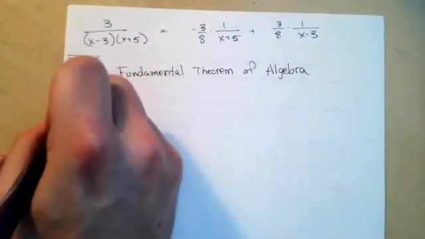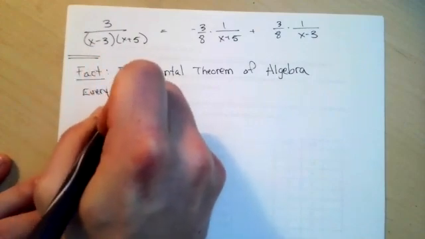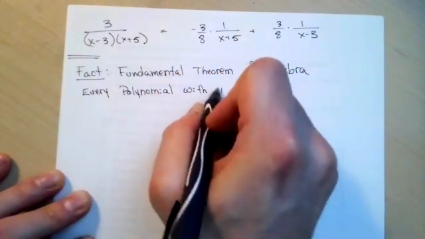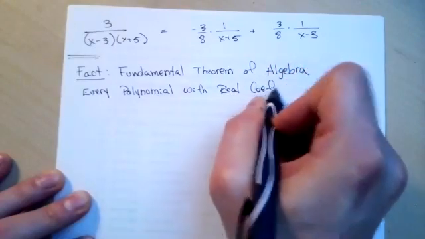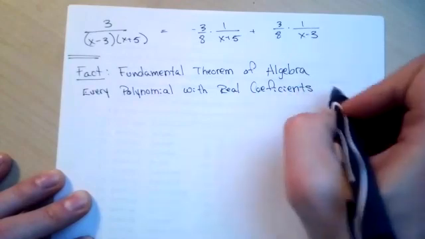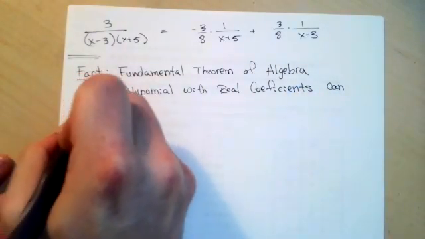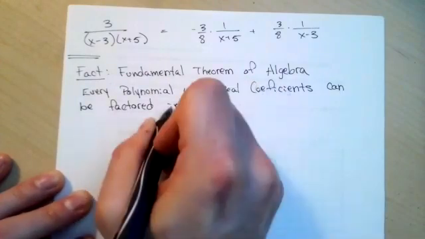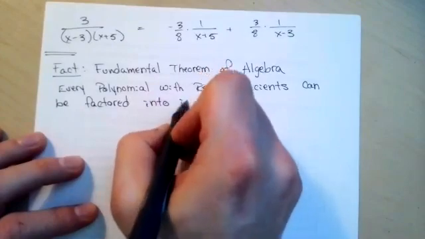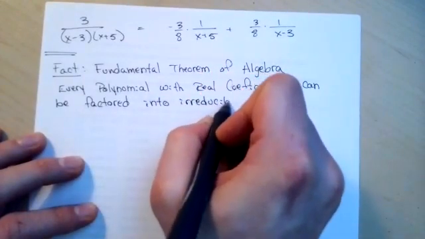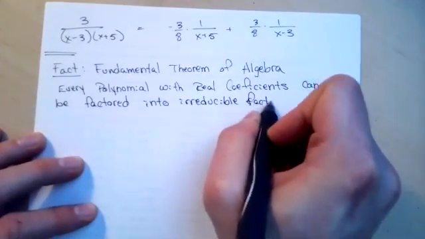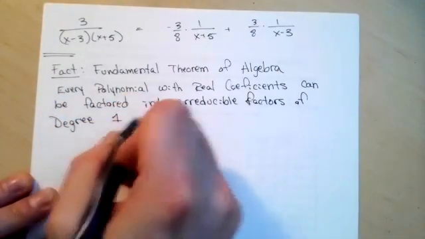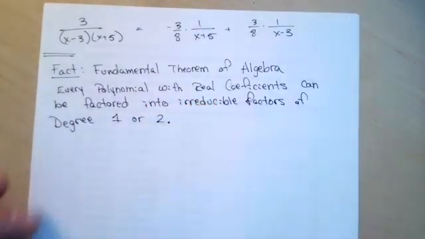But it basically states that every polynomial with real coefficients can be factored into irreducible factors of degree 1 or 2.